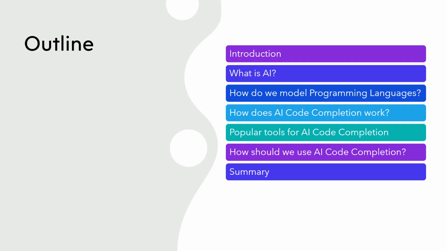First, I want to go through a little bit of what I'm going to say, give a brief roadmap, and then we'll move on. So first, I'm going to start with an introduction. We'll start with a little bit of the history of AI and code completion, and then we'll move on to what is AI, and then we'll move on to how we model programming languages. And then we'll move on to how AI code completion works using the previous two sections.